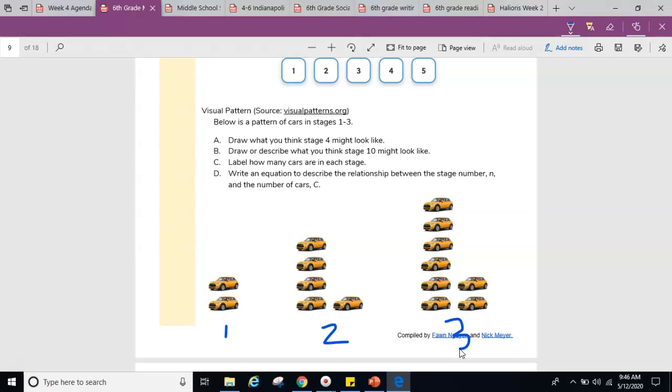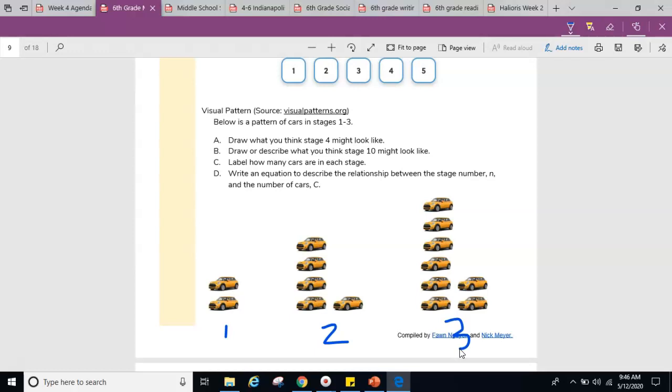So I think we had one of these last week, but since you got your packets late, you might not have been able to solve it. So I've labeled them for you. The first stage has 2 cars, the second stage has 5, and the third stage has 8.